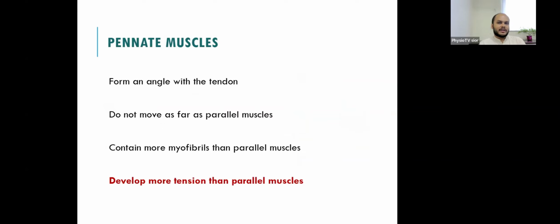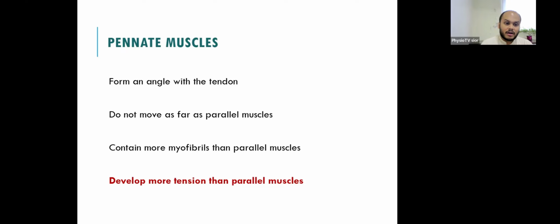So as we mentioned, in pinnate muscles, the fibers form an angle with the tendon, which is called the angle of pinnation. They do not move as far as parallel muscles. What I mean by this is the length of the muscle fiber in a parallel muscle is longer compared to the pinnate muscle group.